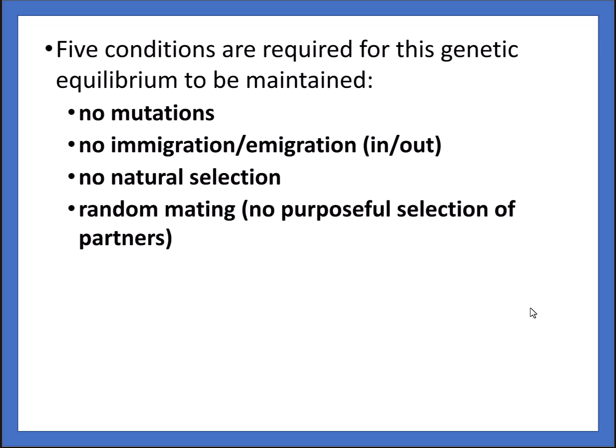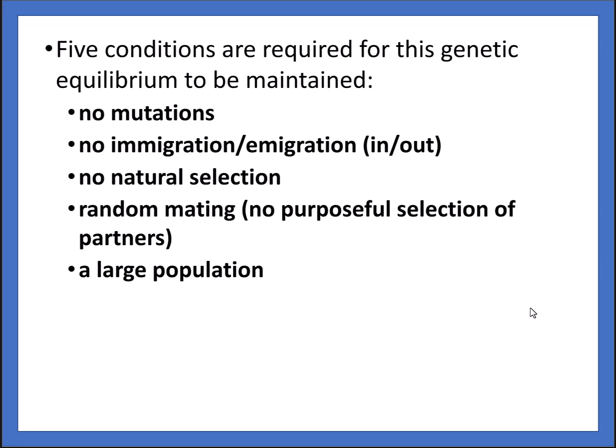in that population. There has to be random mating, in other words, no purposeful selection of partners, because that might shift the population in one direction or another, causing certain phenotypes to be favored or selected against. And we have to have a large population.